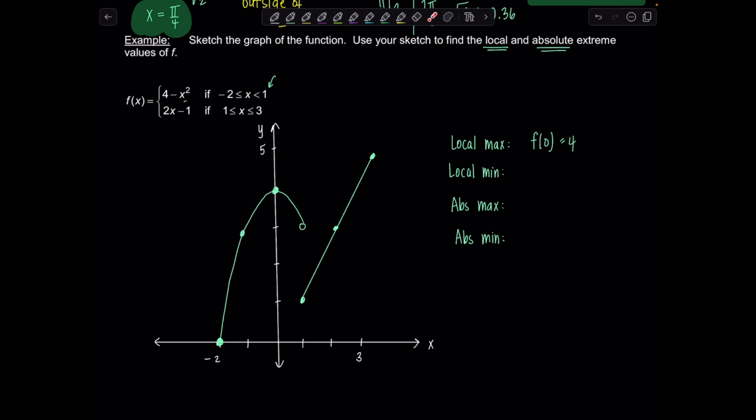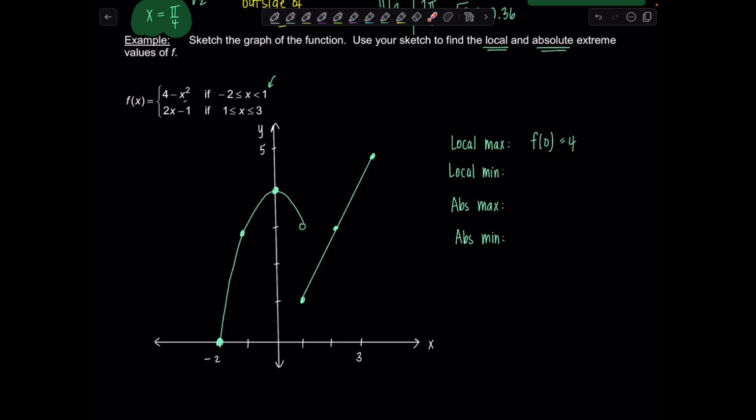Remember, local means there's a neighborhood around it, an open interval, with values to the left and values to the right. There's no neighborhood on this side, so sorry, you can't be a local max. Is there a local min?